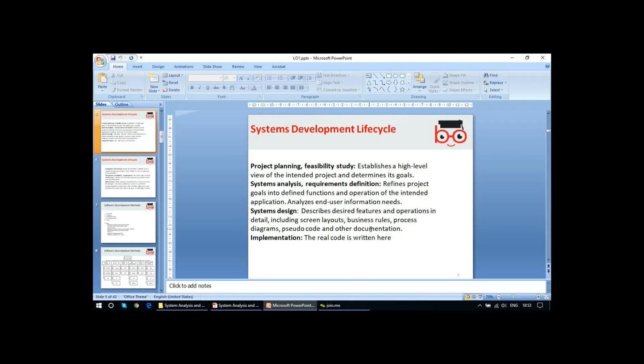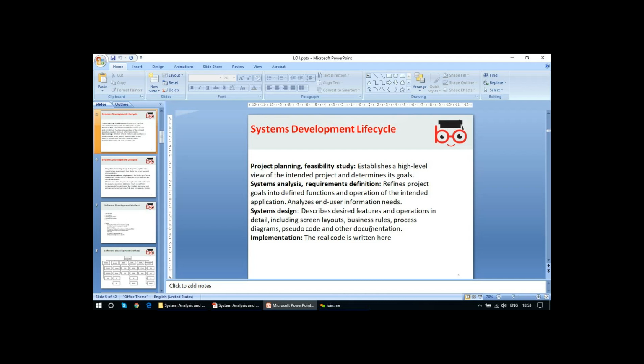In the analysis and design, both are related to the designing of the system. The analysis lists out the operations in the form of use cases, and the design gives detail in the form of screen layouts, rules, and diagrams. They even write pseudo code as well. Are you clear what pseudo code is?